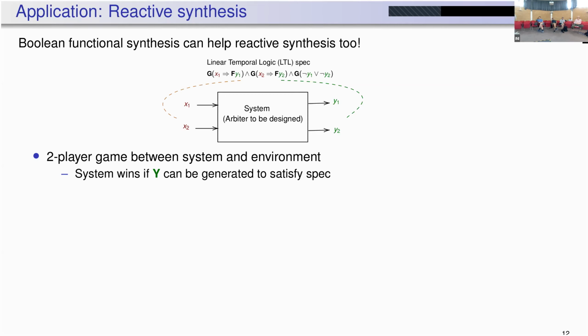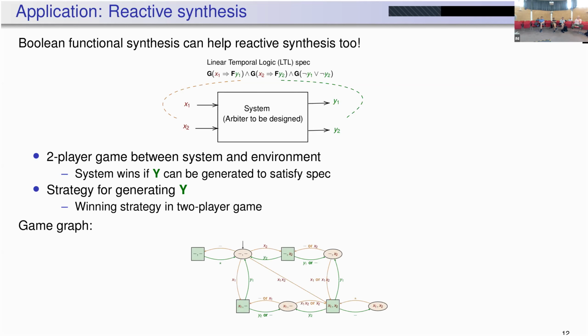Okay. So here is an application that I thought I'd highlight, because in the morning also Roderick talked about something similar. It's an arbiter, which has an LTL spec, and Roderick actually showed us how this can be formulated as a 2-player game between the system and the environment. And the strategy for generating the y's is a winning strategy in the game. And we can generate a game graph for this. Let's not get into that.